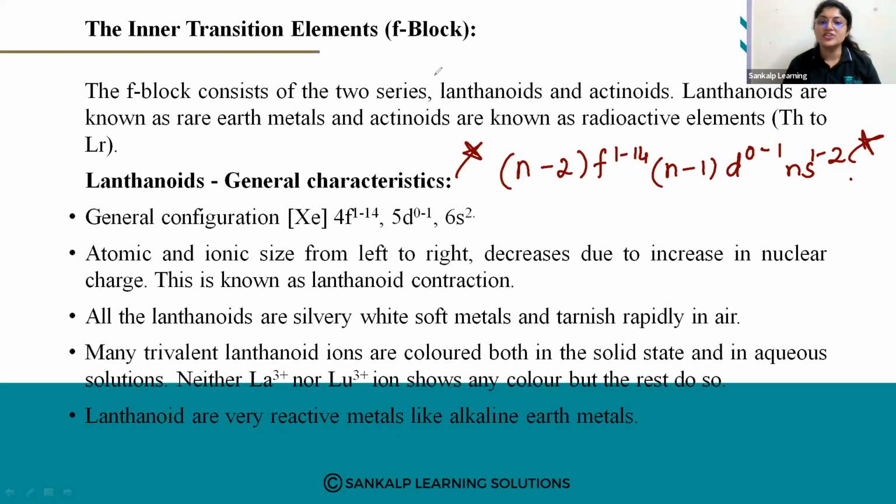So it consists of which two series? Lanthanoids, the 14 elements following lanthanum, and actinoids, the 14 elements following actinium. So these are the two series, lanthanoids and actinoids. The lanthanoids are known as rare earth metals and actinoids are known as radioactive elements.